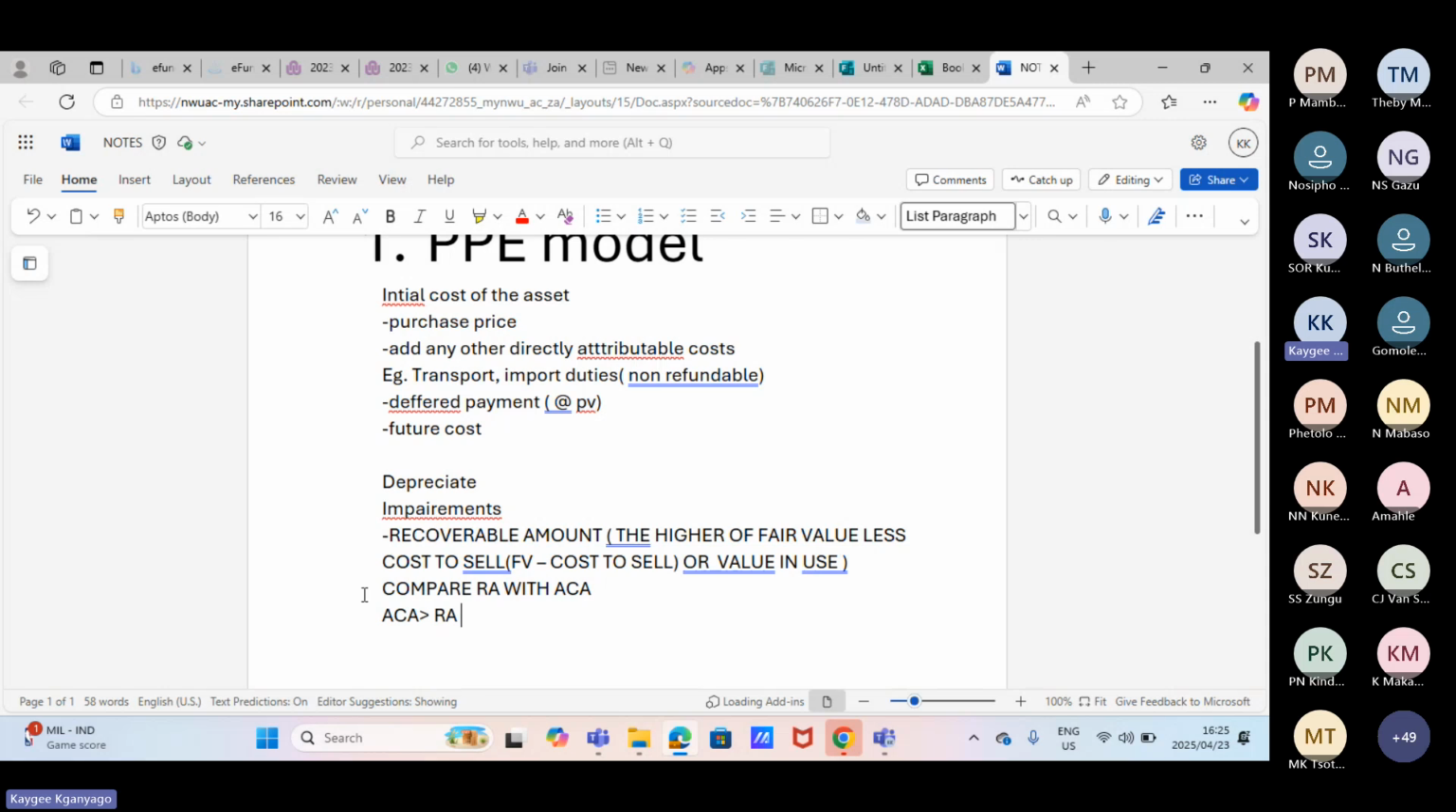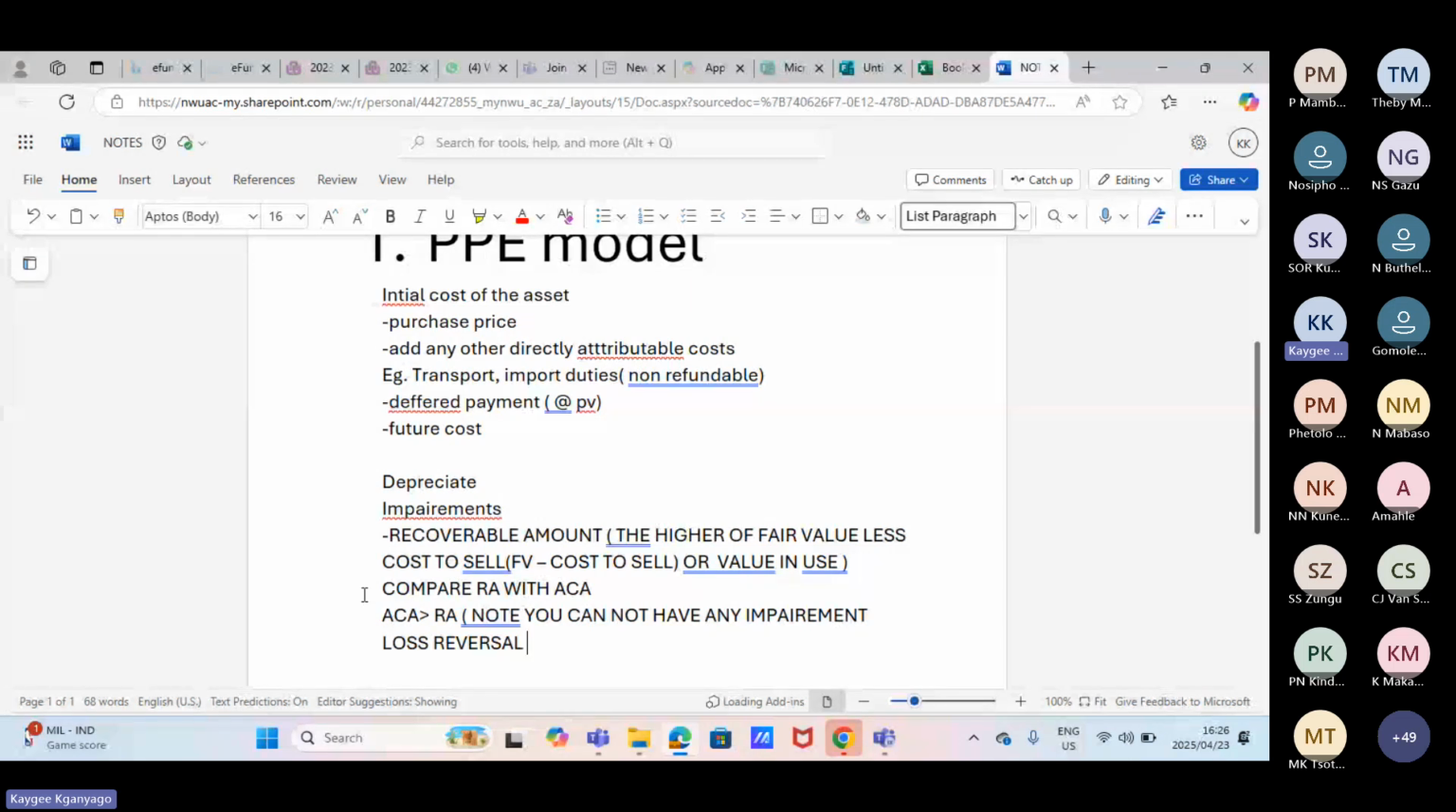Are we together? Yes. And a note. You cannot have impairment loss reversal without having impairment loss first. Hope we are all familiar with that. You cannot have any impairment loss reversal.